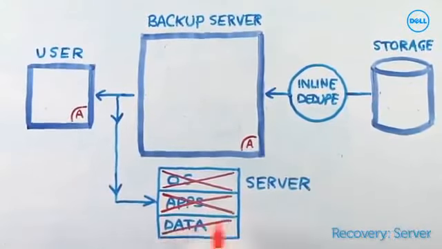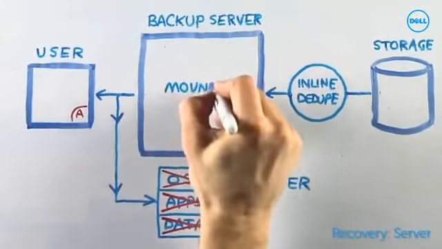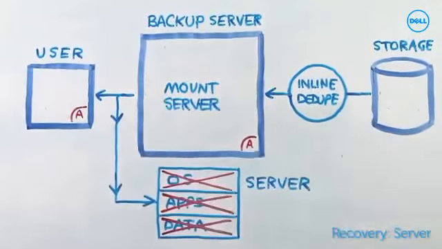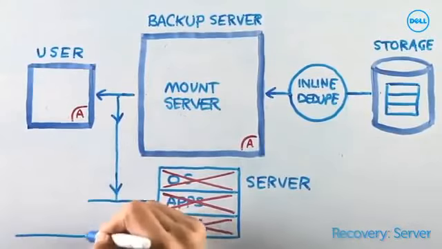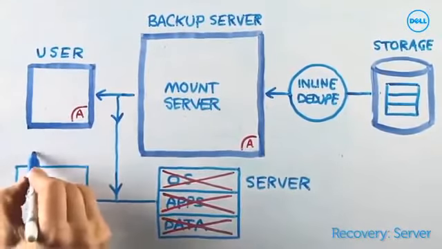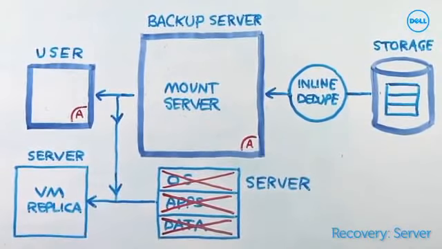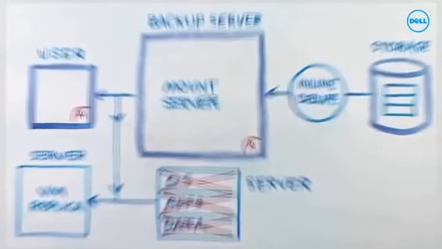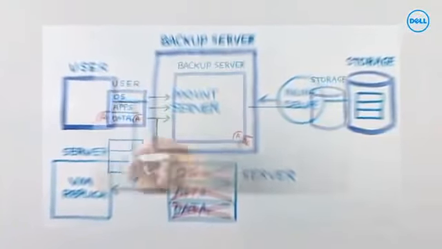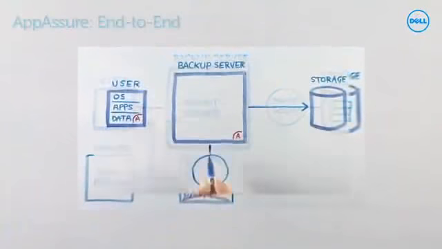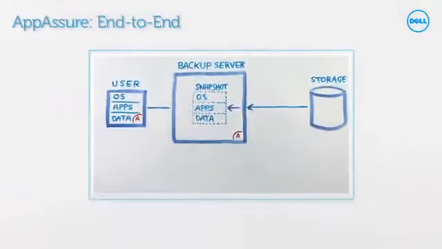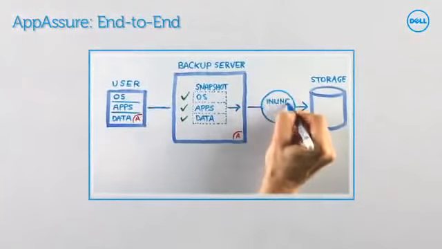Okay, what if the entire local server goes belly up? It's just another day for AppAssure. Right away, the VM replica server is turned on. The original server's complete OS, volume, and applications are at the ready, as though they never left. Have we missed anything? No. Does AppAssure miss anything? No. This is the total backup solution for all situations.